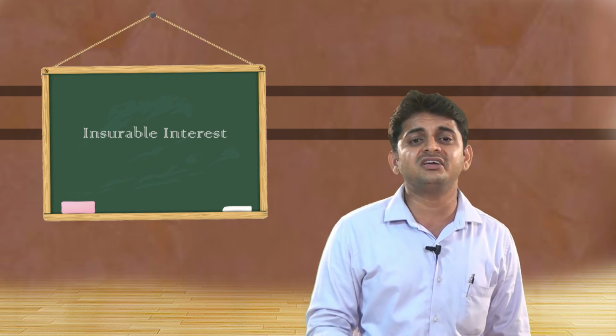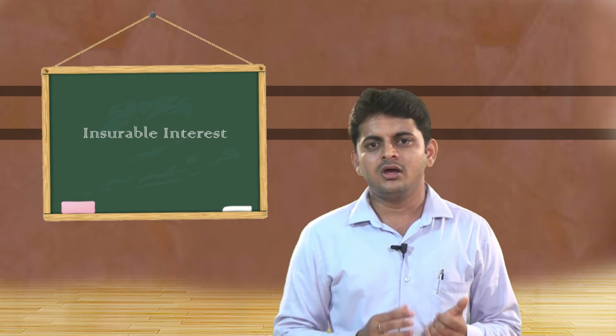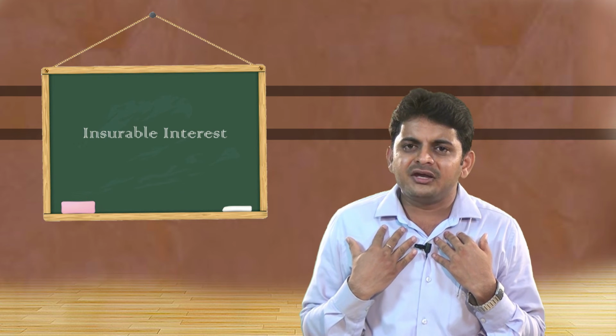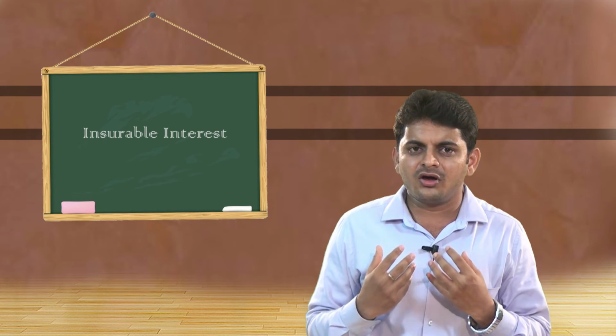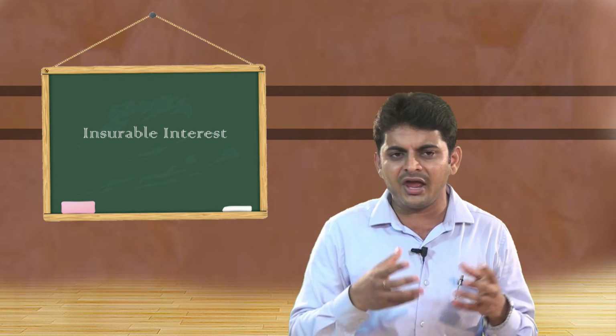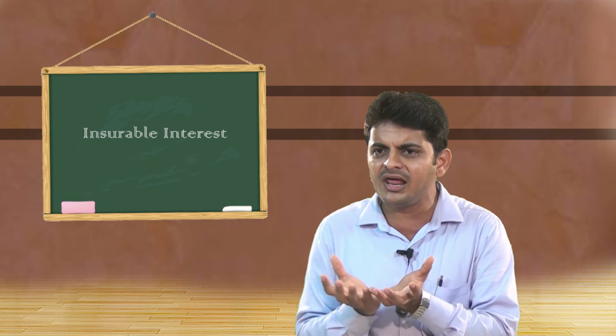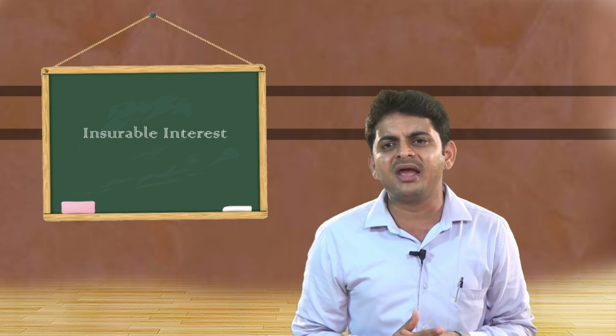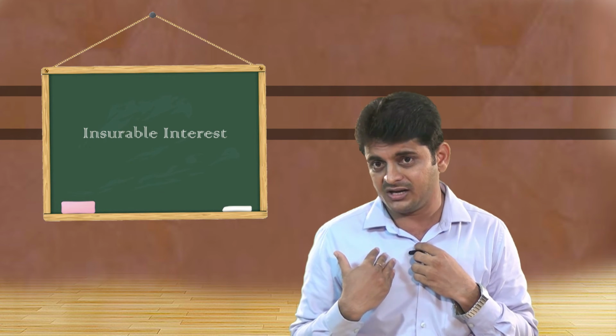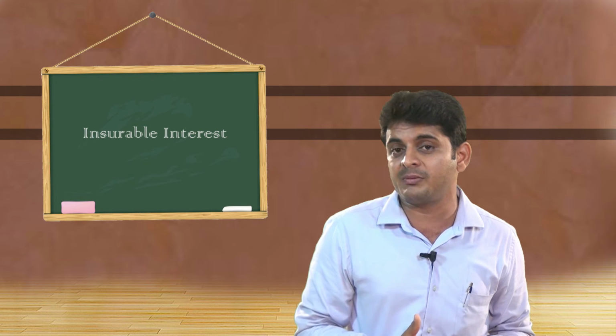Examples: mortgagee and mortgagor relationship. I am in need of financial assistance, or I need 10,000 rupees. What to do? I have no other options. I take my jewel and pledge it with the banker. I will become a mortgagor. Definitely I have insurable interest on my property.